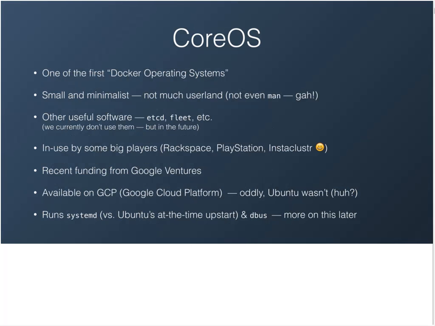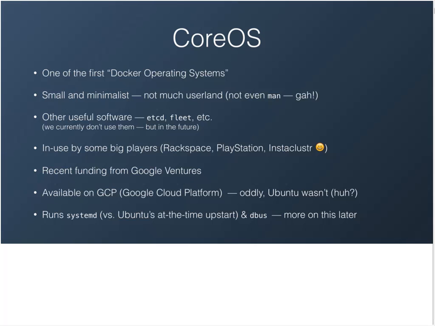So what is CoreOS? CoreOS is one of the first Docker operating systems, basically designed for running containers. It doesn't have much of a user land. It's very small, minimalist. It doesn't even have man pages installed in the default user land, which has been a bit of a nightmare sometimes for support people. But anyway, it does have a toolbox environment, which is a container in itself, that allows you to do more maintenance operations. But because it's in a container, you're limited to whatever a container allows you to do. So you can't really do things like mount new devices and do disk operations and all that sort of stuff.